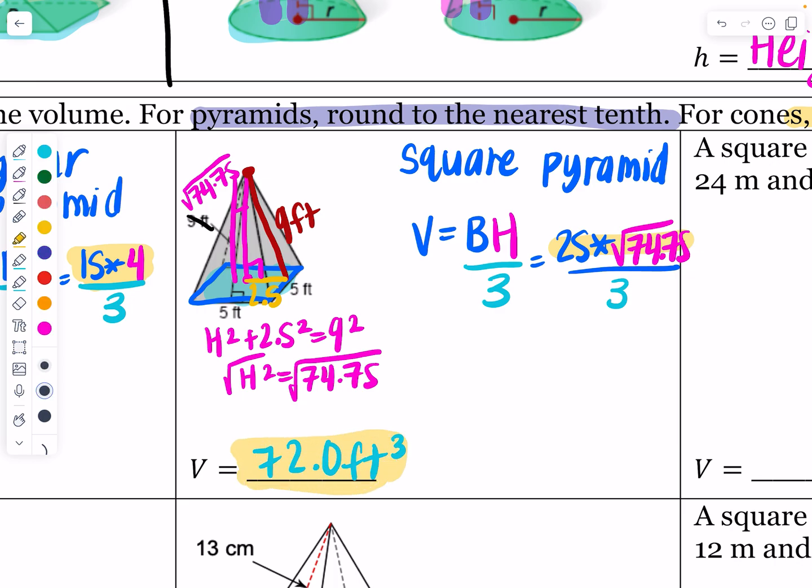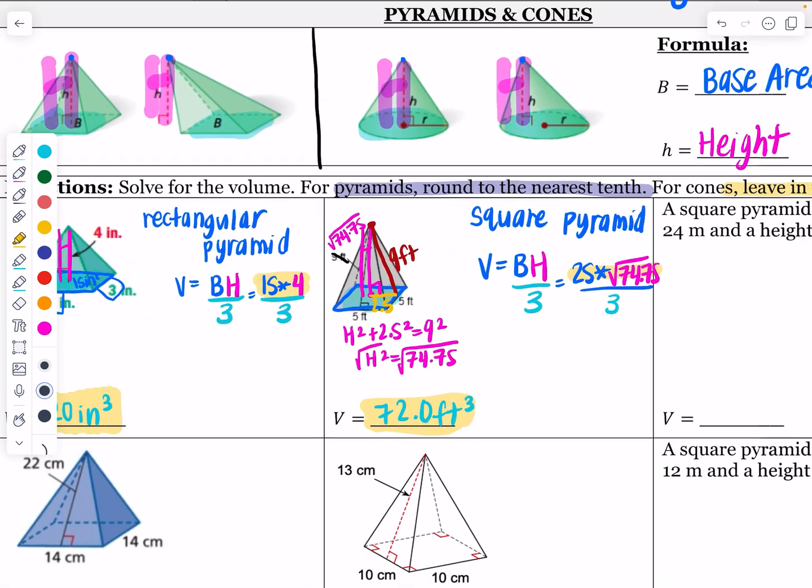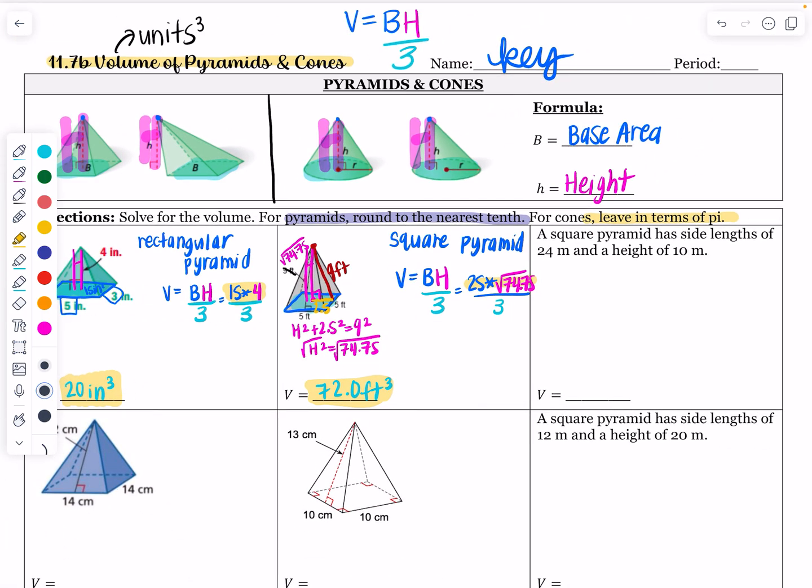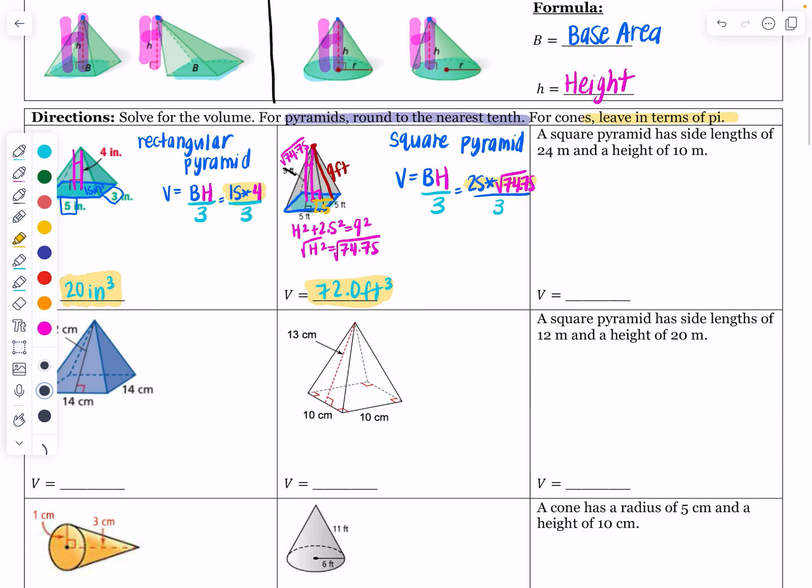72.0 feet cubed. Okay, so that's how much space fits inside of this pyramid. So that pyramid is obviously a decent bit bigger than our first pyramid. Okay, so there's 2 other ones like that that have a slant height. So you'd have to find your height here.